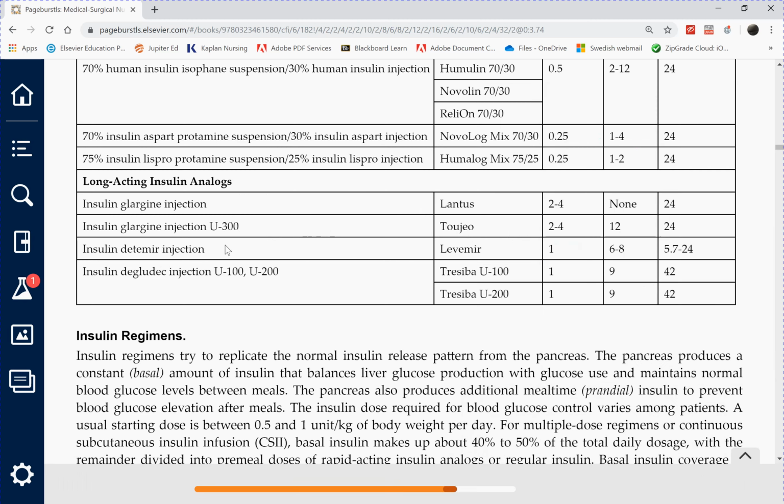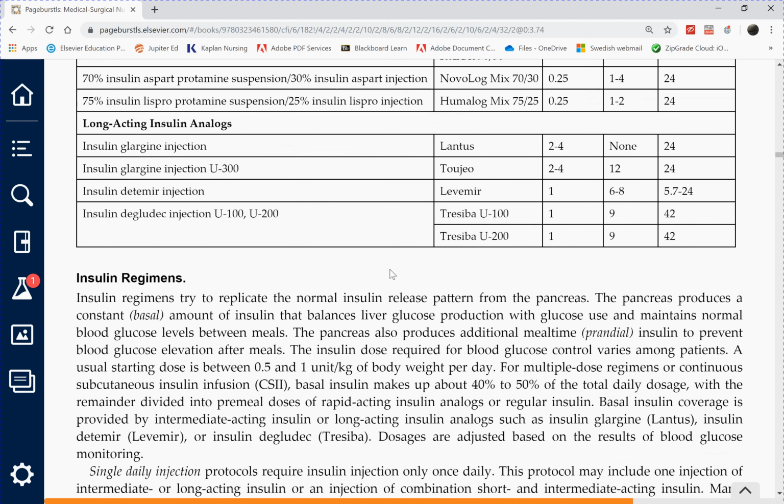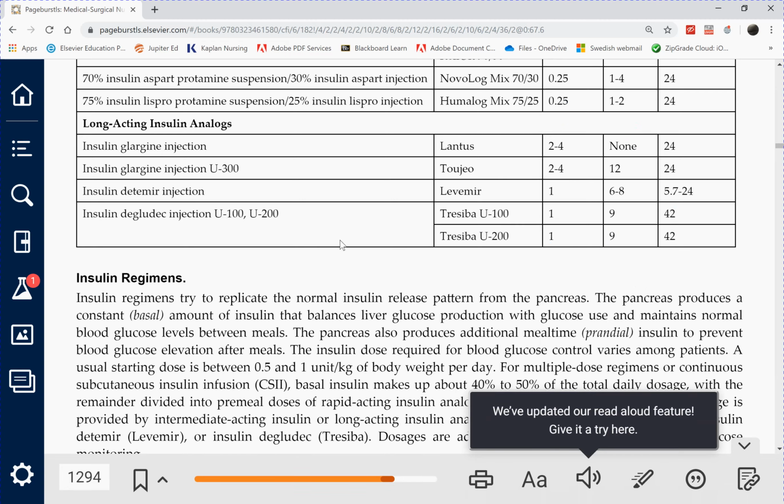Again, only glargine has no peak. The others, including detemir, which is Levemir, do peak in 6 to 8 hours. Same thing for the U300, the Toujeo type of glargine. It also peaks, at 12 hours. Tresiba is fairly new, in the market for the last 3 to 5 years. Look at this duration. They have a 42-hour duration. Okay.